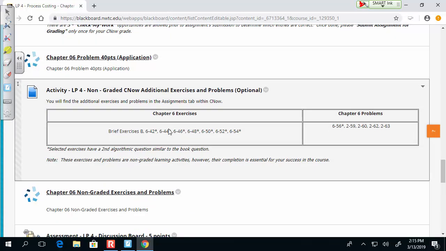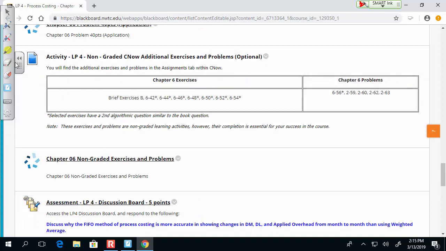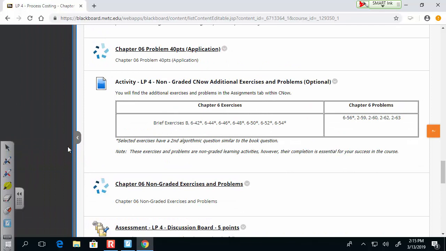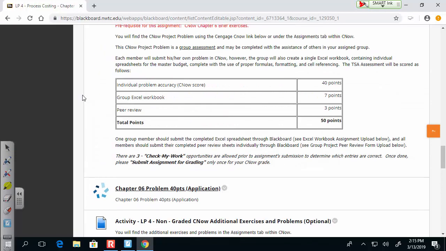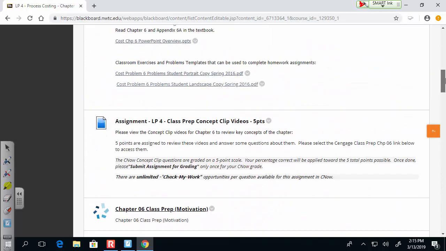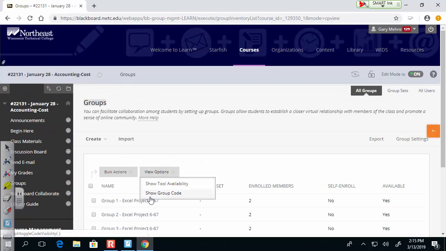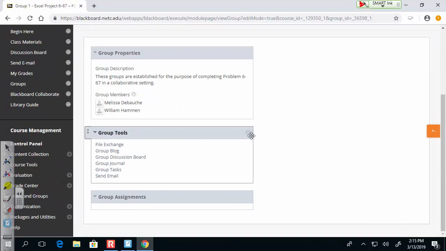You'll notice that with your groups, I'm just going to move this down a little bit and open this up. On the left side, there is a group button that you can use, between partners, to do file exchanges. You can send emails between each other, and that allows you to communicate and keep going on the project problem itself. So that's our goal here, guys, is to do that process.